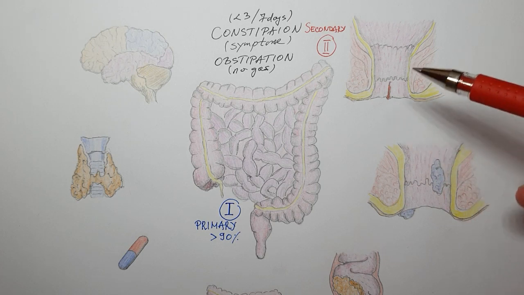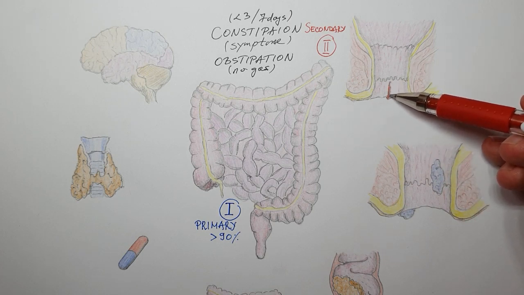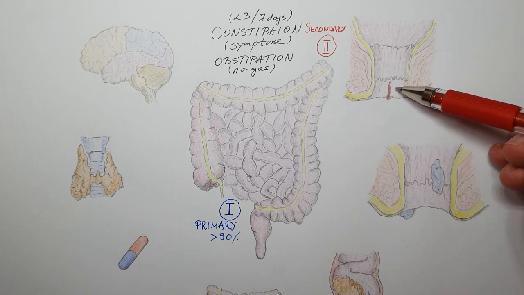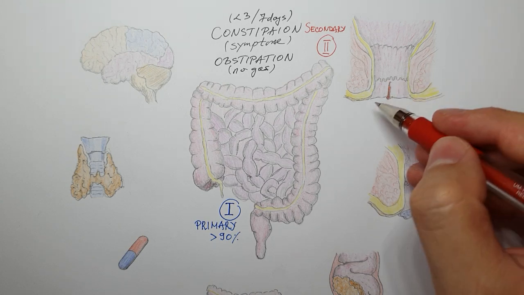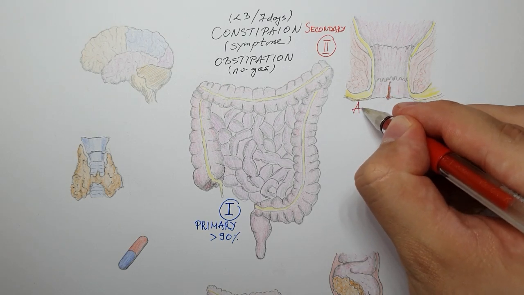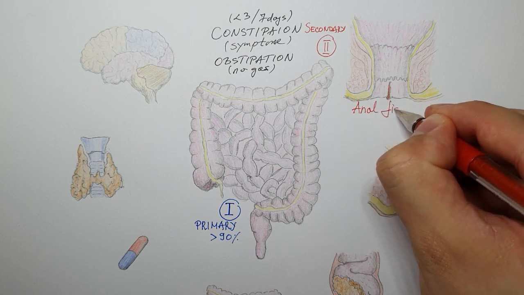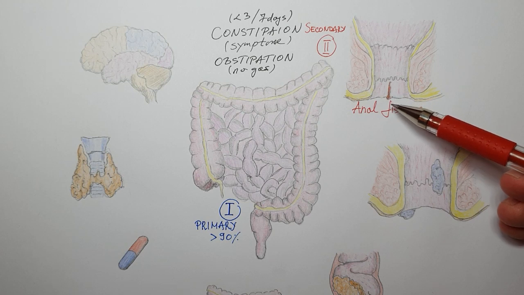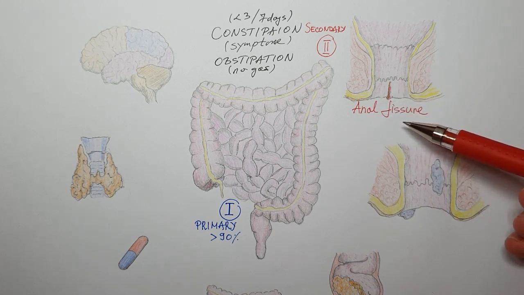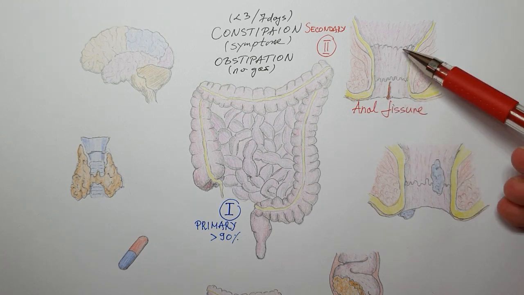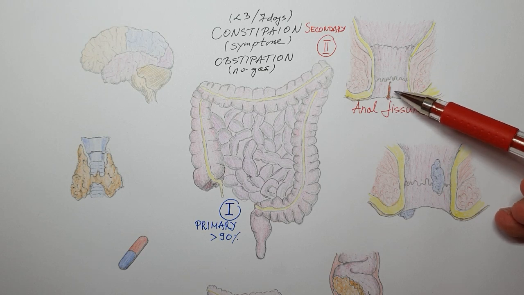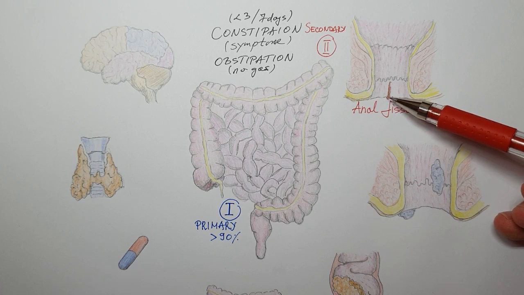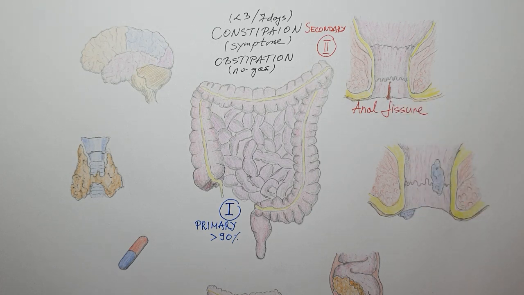For example, here we see that there is a tear in the region of the anus. So this tear is actually called an anal fissure. This is one of the problems. Why do patients with anal fissures develop constipation? Because when they pass stool, they irritate this fissure and they have pain. Because of this pain, they avoid going to the toilet. So because of that, they develop constipation.